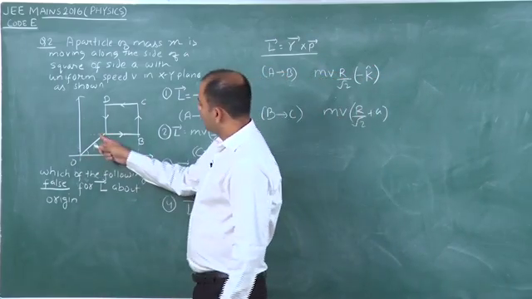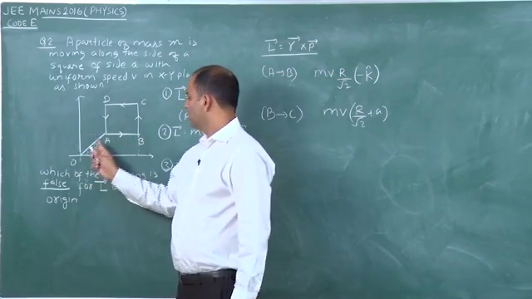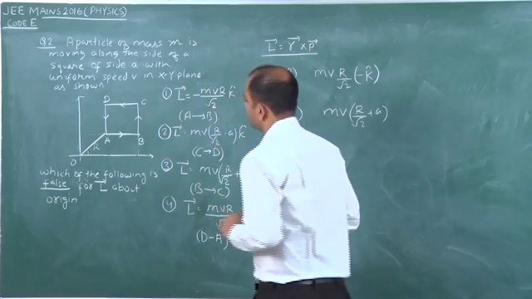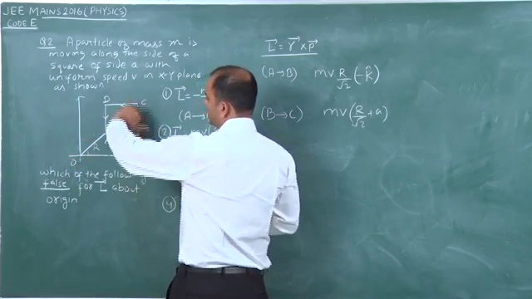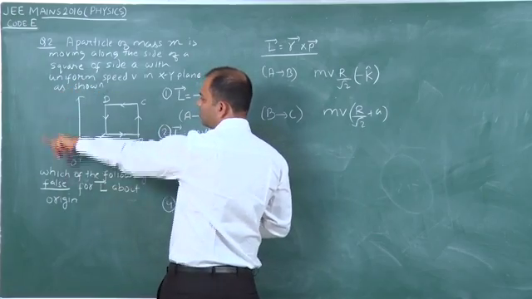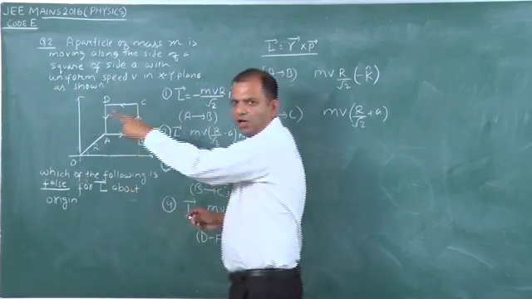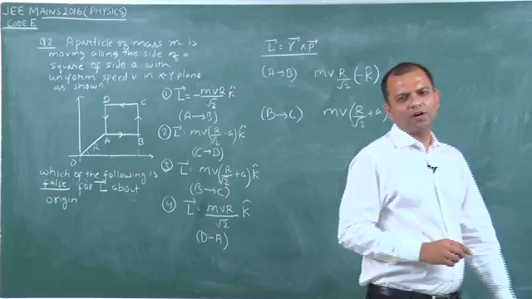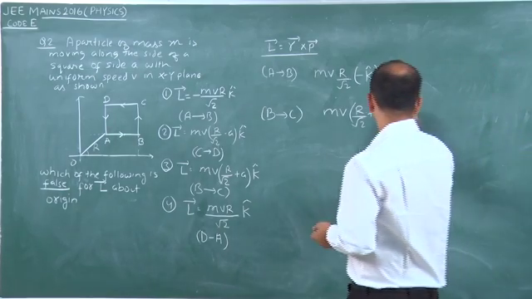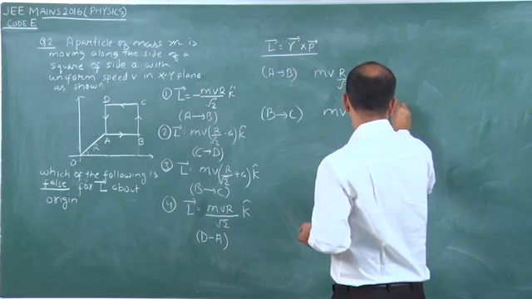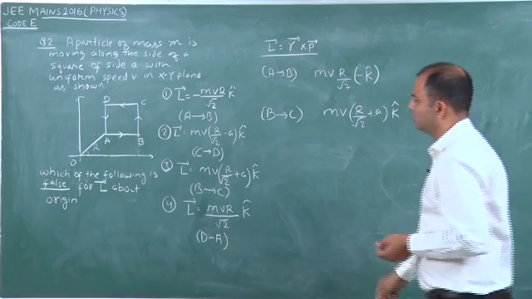Well, r cross p, my mistake, this is r cross p. If you see r cross p, the direction comes out to be anticlockwise. Anticlockwise means the direction is out of the plane, which is k cap. So, for B to C, this should be the angular momentum.